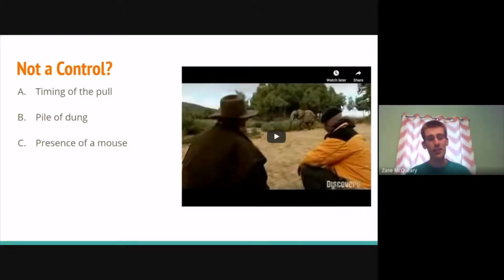Hopefully you had a chance to watch the video. In this case, it's the presence of a mouse that is not a control, because the timing of the pool was roughly similar both times. The pile of dung was there for both instances. The only difference was one trial didn't have a mouse, the other one did. Therefore, it's not a control because it didn't stay the same. Actually, the presence of a mouse is our independent variable.